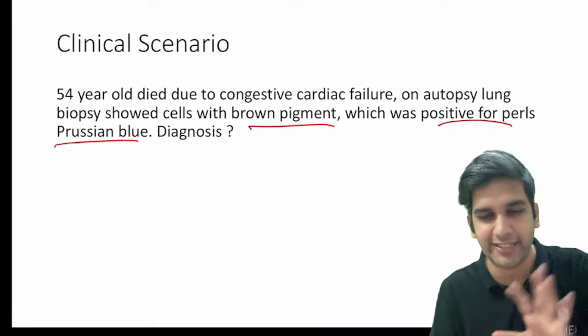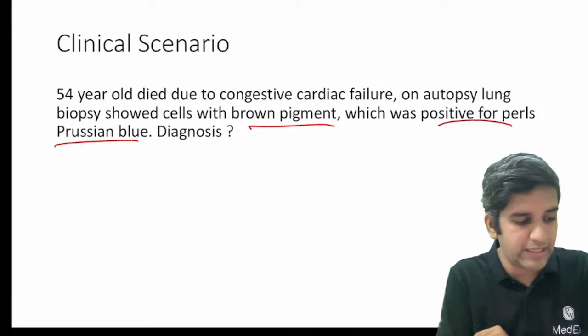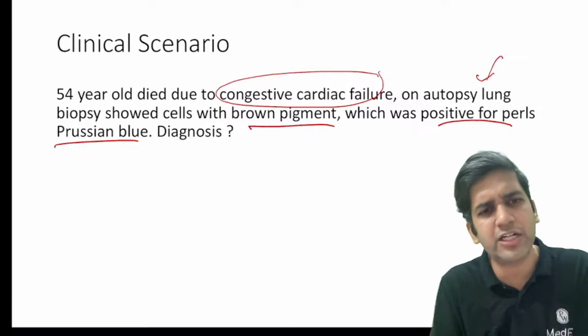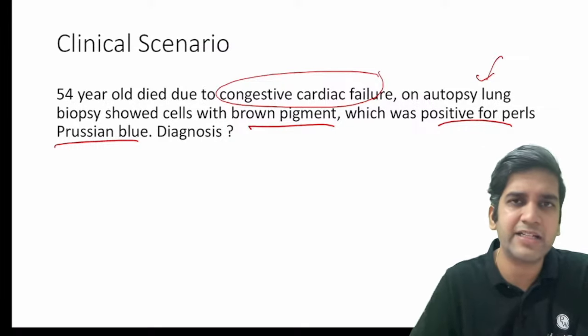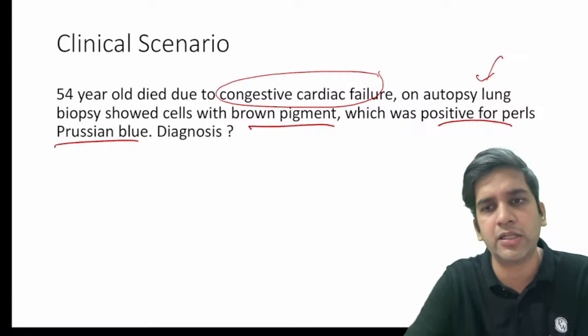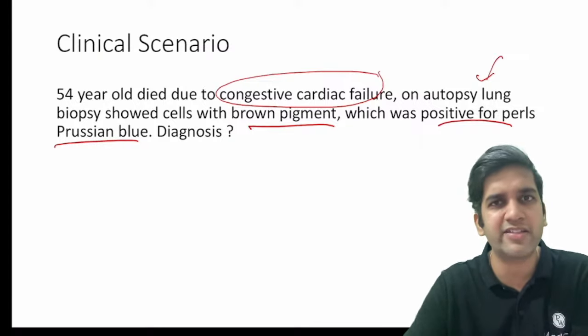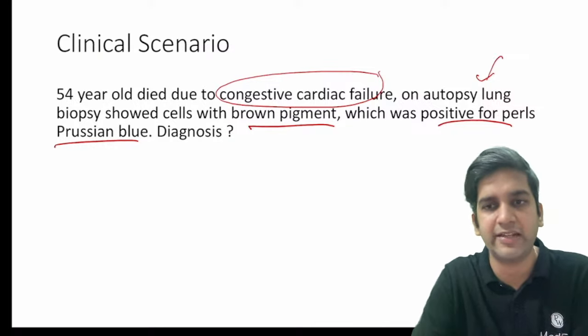That is perfectly right, right? Again, what you have missed here is connecting the dots. The patient presents with congestive cardiac failure and it's a lung biopsy. I'm sure you must have heard about hemosiderosis, right? Hemosiderosis commonly involves the liver, pancreas, skin, pituitary. Lung involvement in hemosiderosis is very, very unlikely, right?